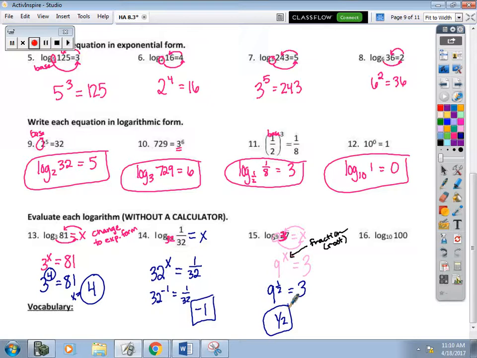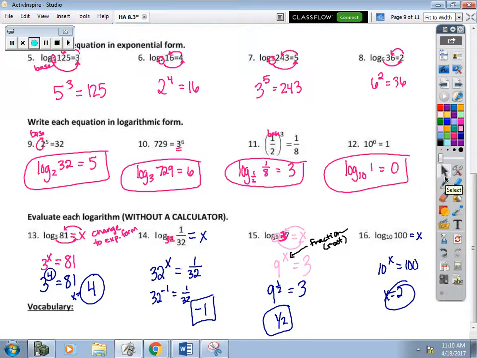What did we get for number 16? 10. No. 2. 10 to the x equals 100. 10 times 10 is 100. Yes, 10 times 10 is 100, but that exponent would be 2. Okay.